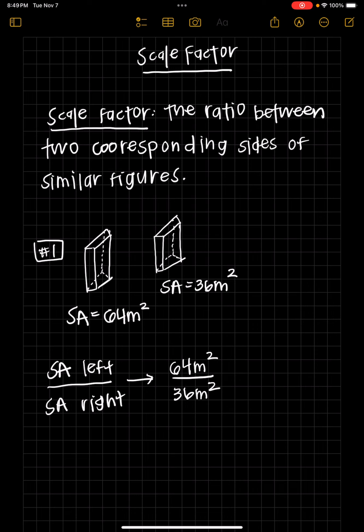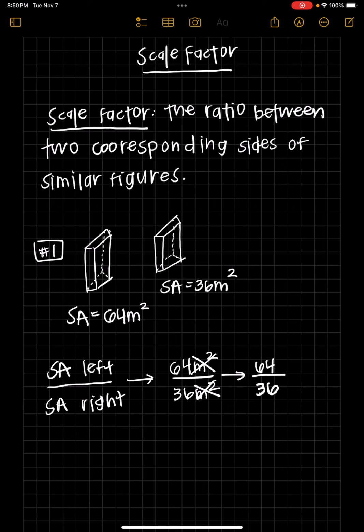So what we're going to do now is just simplify that. The first thing I notice is that I have a meter squared on top and a meter squared on bottom. Because that happens on top and on bottom, I can cancel them out. So now I'm just left with 64 over 36. Scale factor does not have a unit, so there's not a meters or a meter squared on this. It'll just be a fraction, or it'll just be a number.